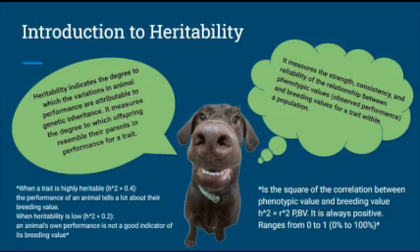Heritability measures the strength, consistency, and reliability of the relationship between phenotypic values, observed performance, and breeding values for a trait within a population. Some key information to remember: when a trait is highly heritable, the performance of an animal tells a lot about its breeding value. When heritability is low, an animal's own performance is not a good indicator of its breeding value. Mathematically, heritability is the square of the correlation between phenotypic value and breeding value. It is always positive and ranges from 0 to 1.